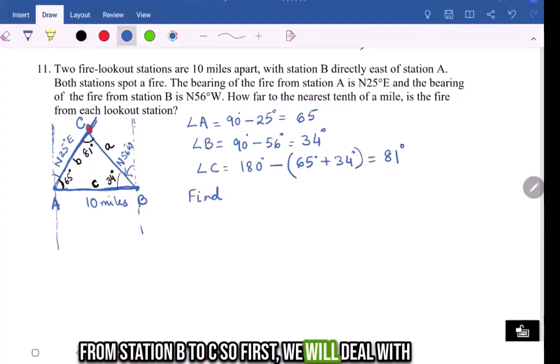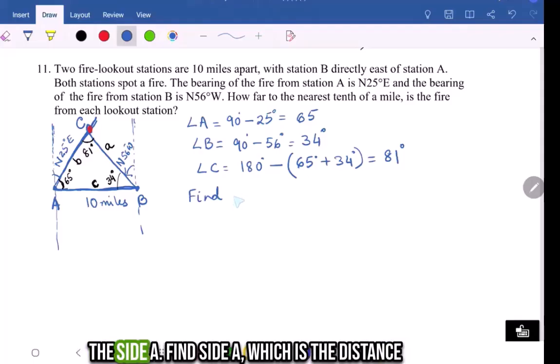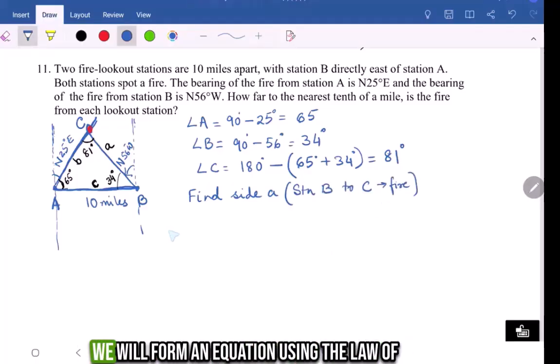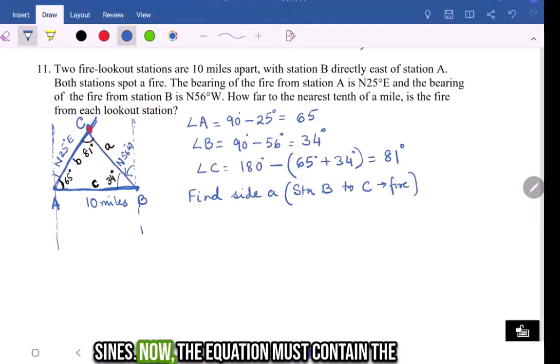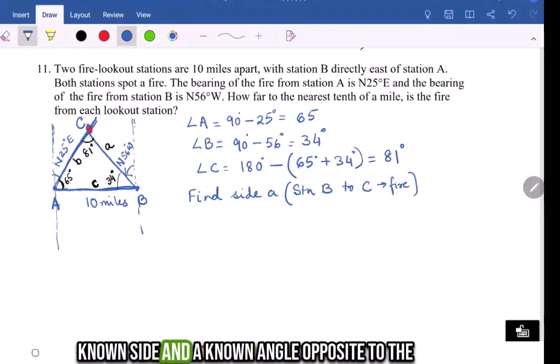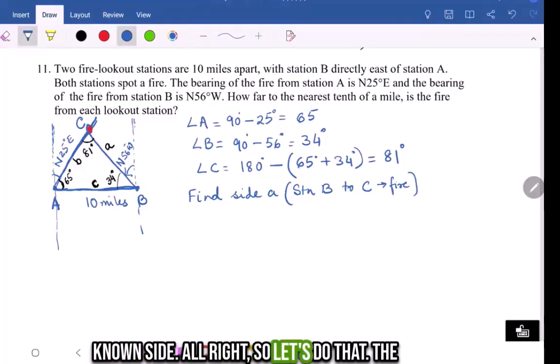So first we will deal with side A. Find side A, which is the distance from station B to the fire, right? So now we will form an equation using the law of sines. The equation must contain the unknown side, the angle opposite to it, and a known side and a known angle opposite to the known side. All right, so let's do that.